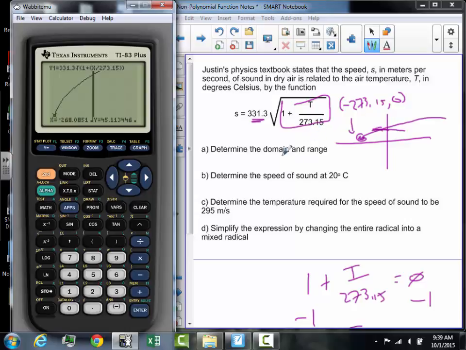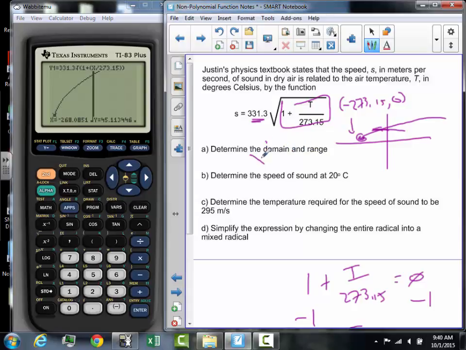Okay, I want to speed up here. Domain and range, then. Domain. Anybody? X is greater than or equal to negative 273.15. So that would be negative 273.15 with a bracket, infinity. Range? 0, yeah, y is greater than or equal to 0. Again, does that make sense? The graph doesn't look like it starts at 0, but it does. Make sure you're so careful on that.